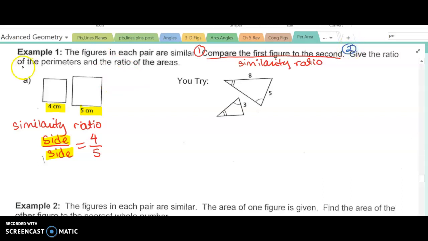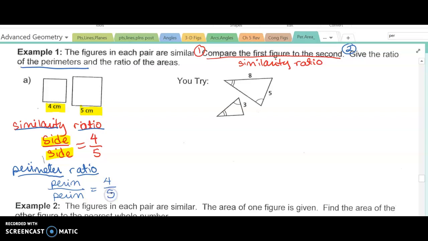give the ratio of the perimeters. Well, that's not too bad, because the perimeter ratio is always the exact same thing as the similarity ratio. There's nothing to compute, there's nothing to calculate. It's automatically 4 to 5 because the side-to-side ratio was 4 to 5. I'm going to write that a little bit differently because I want you to realize what that 4 to 5 represents: the perimeter of the first figure compared to the perimeter of the second figure is 4 to 5.